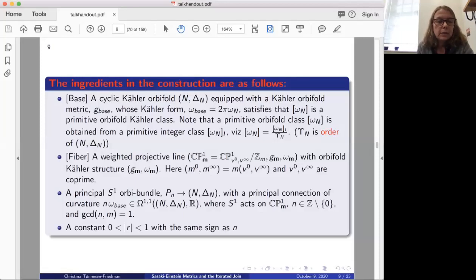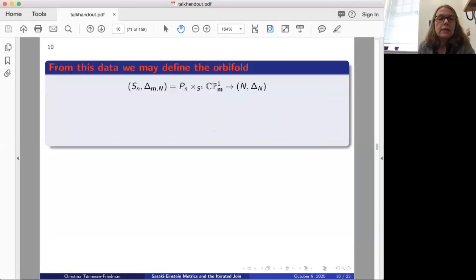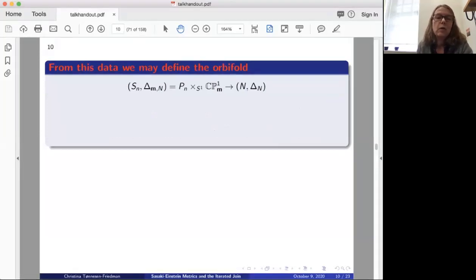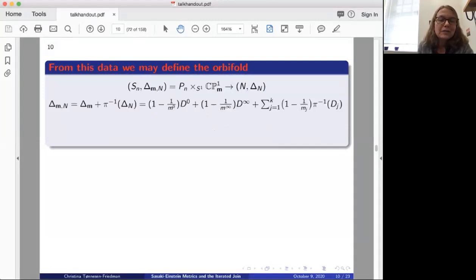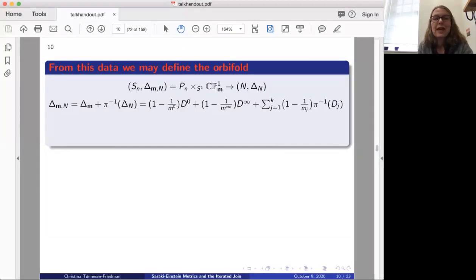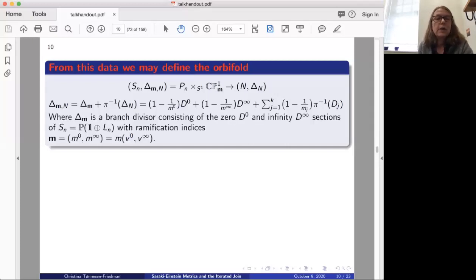And then I'm going to pick a constant between 0 and 1, or minus 1 and 0, depending on the sign of n. So it just has to have the same sign as n. Okay. And then from this data, we get another orbifold. So we associate the bundle with respect to the S1 orbit bundle like this. And we have a new sum of branch divisors here. So we have whatever was on the base and then some extra stuff here and here. So delta M is a branch divisor consisting of the 0 and infinity sections of this bundle here.